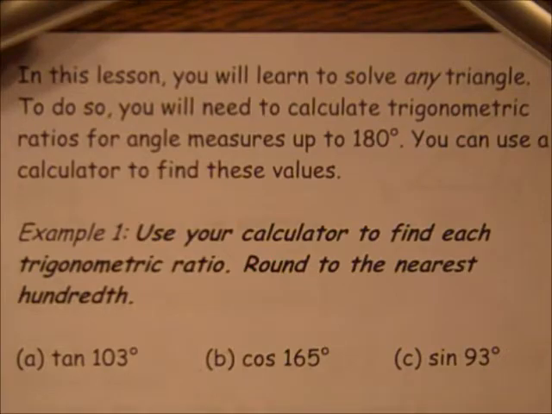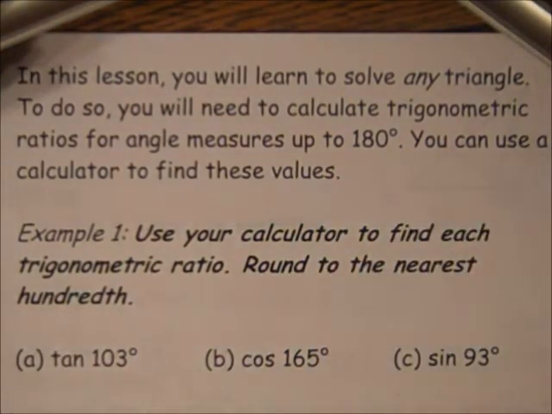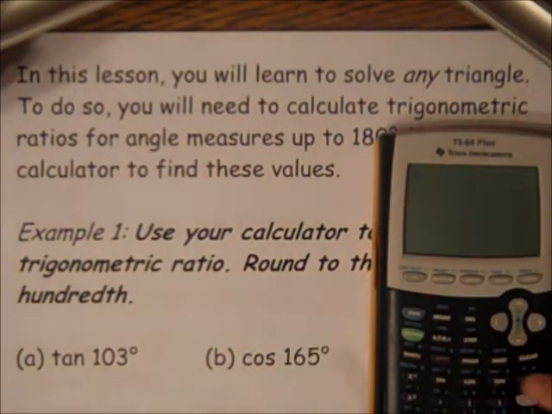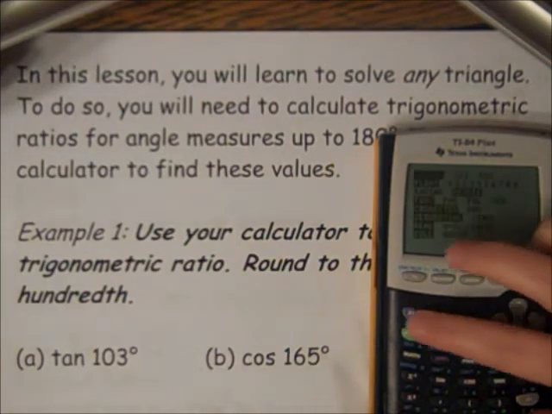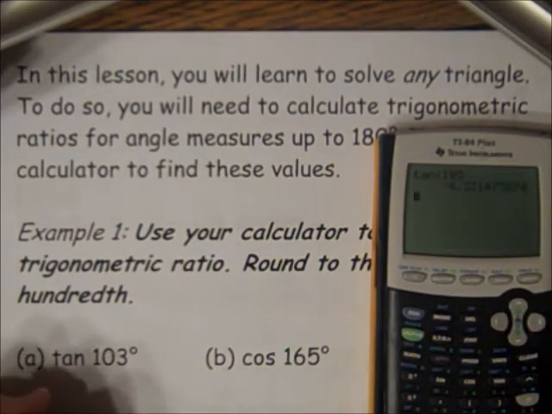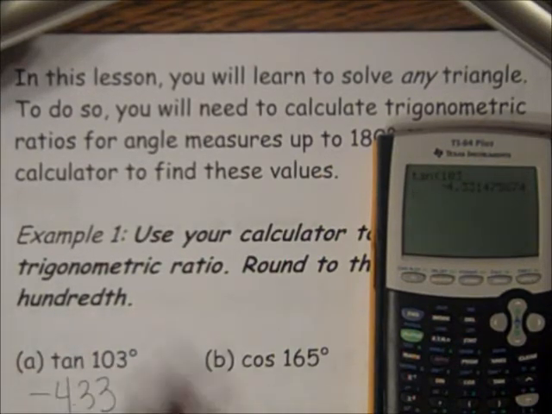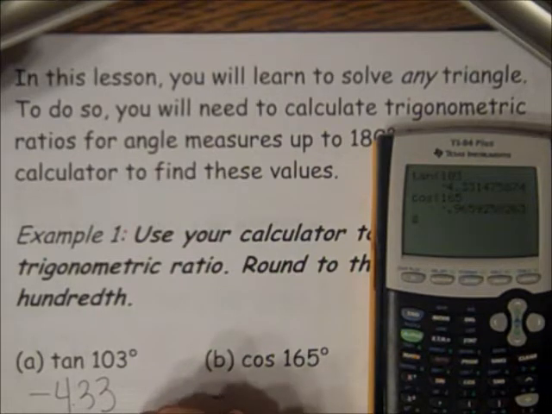Okay, so the first thing we're going to do is just regular trig with angles that are greater than 90, because we haven't seen that yet. Make sure we're in degrees. We can do the tangent of 103 and I get negative 4.33. With regular acute angles, tangent had to be positive, but now we see here it is negative.